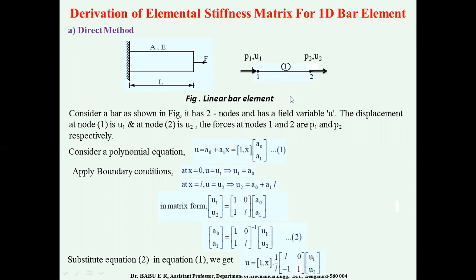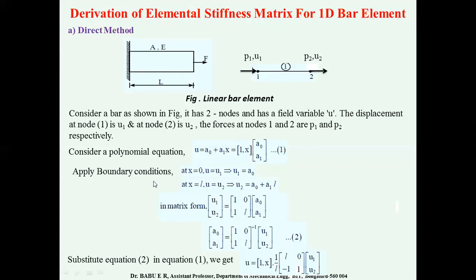We know that the polynomial equation for two-noded bar element is written as U equals A0 plus A1x, which I already explained in module 1. Now, I will rewrite this equation in matrix form. I will remove the constants A0 and A1. When you remove the constants, we'll get 1 comma x into A0 and A1, called equation number 1.